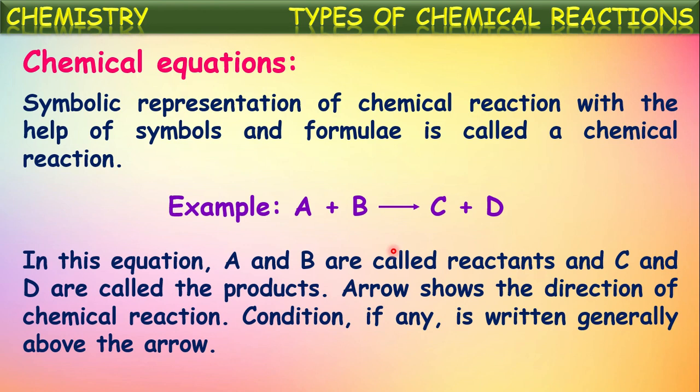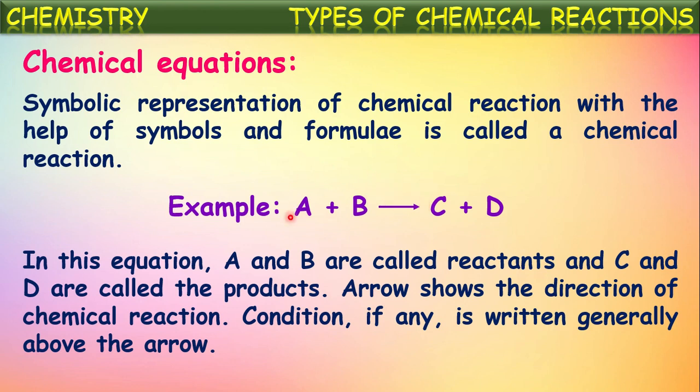And in certain chemical reactions, certain catalysts are used. For example, hydrogen peroxide decomposes to form water and oxygen. In that reaction, manganese dioxide is used as a catalyst. So the manganese dioxide formula will be written on this arrow mark in that reaction. Like this, whatever conditions are necessary for the reaction to occur, those are mentioned on the arrow mark.